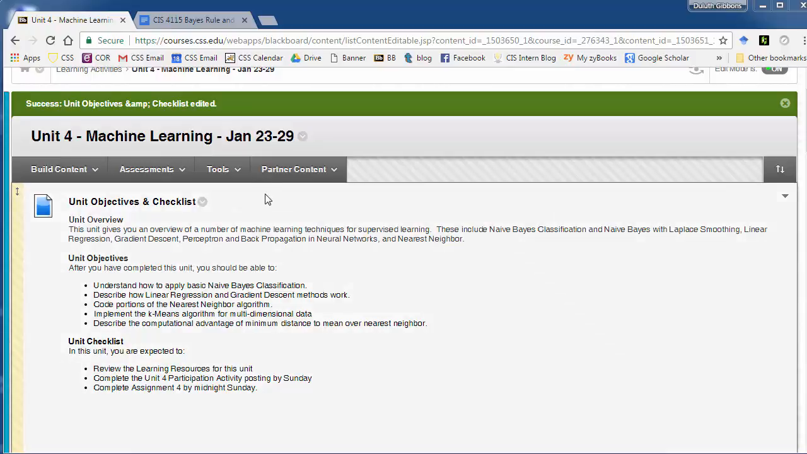Okay, in Unit 4, we're going to cover machine learning, both supervised and unsupervised machine learning, and talk a little bit about the difference between those, and then we'll look at a couple of algorithms and methods for doing machine learning. So let's begin.